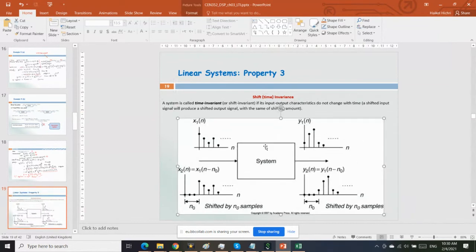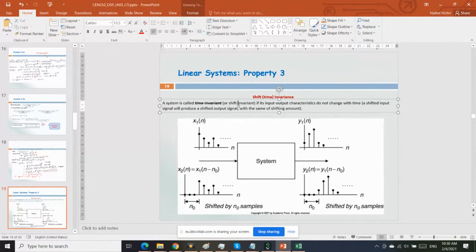Okay, so if I have a system where y is the output given x, then if we shift x by n0, the output will be the shifted output y1 with the same shift n0. So that's what you need to show, that the output is shifted by the same amount. This is called shift invariance. If the shift is different, then it is not time invariant or shift invariant.